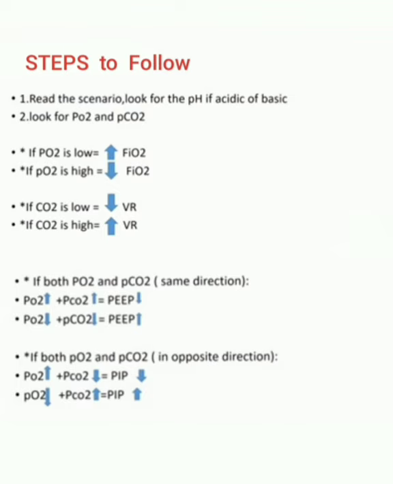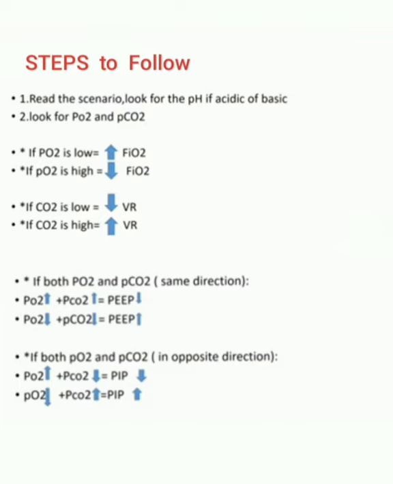Next step. If both partial pressure of oxygen and partial pressure of carbon dioxide are in the same direction, like if both are increasing, then we decrease the PEEP. And if both are decreasing, then we increase the PEEP. So, I am again repeating, if partial pressure of oxygen and partial pressure of carbon dioxide both are increasing in same direction, then we decrease the PEEP. If both are decreasing, then we increase the PEEP.